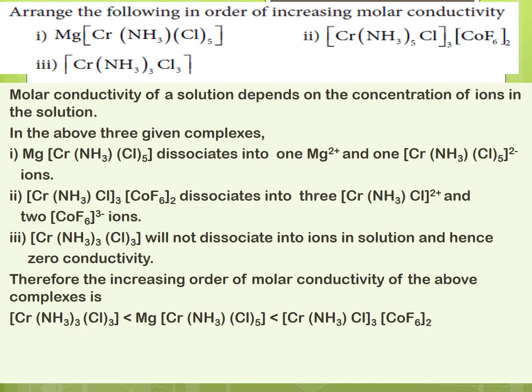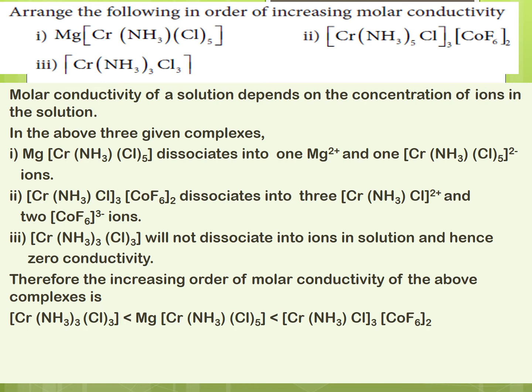Okay, the third complex will not dissociate. So the number of ions as well as the charge carried by the ions is greater in the case of the second complex. The second complex altogether furnishes 5 ions, 3 cations and 2 anions, and the charge carried by them is also greater. Hence, the second complex has the greatest molar conductivity.